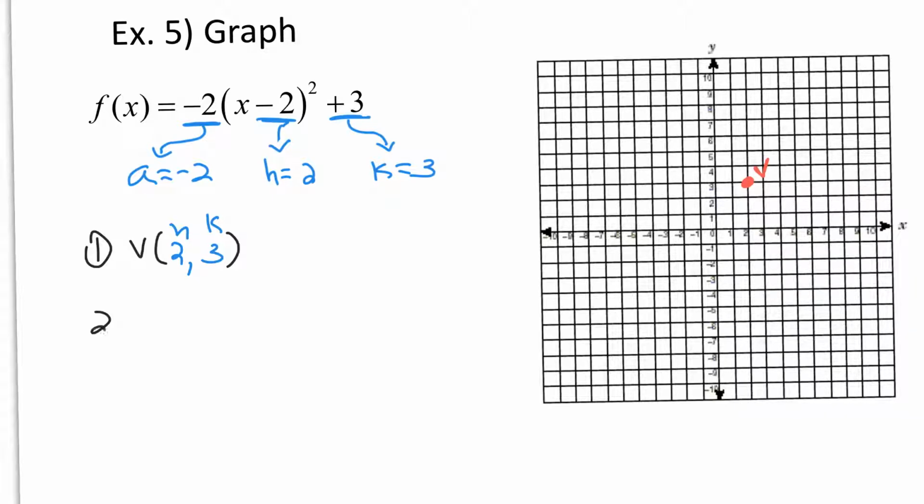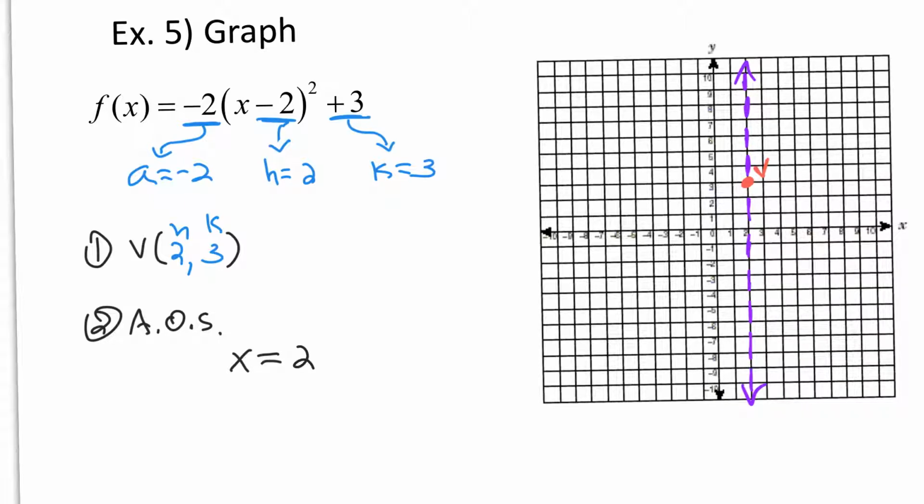Step number 2, my axis of symmetry. And remember to do your vertical dash line through the vertex. So here we go. We have a dash line right there. And we cut the parabola in half. And that's going to help us reflect the points on the other side. Now, the equation of the axis of symmetry, keep in mind, x equals your h value. So that's going to be 2. So x equals 2.